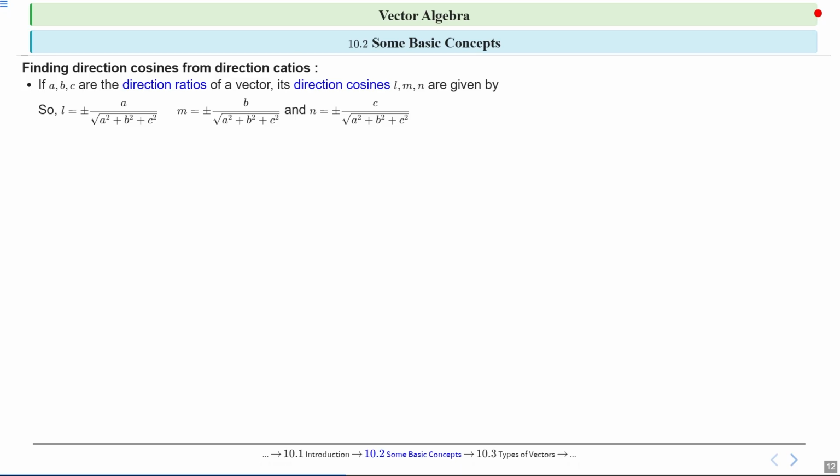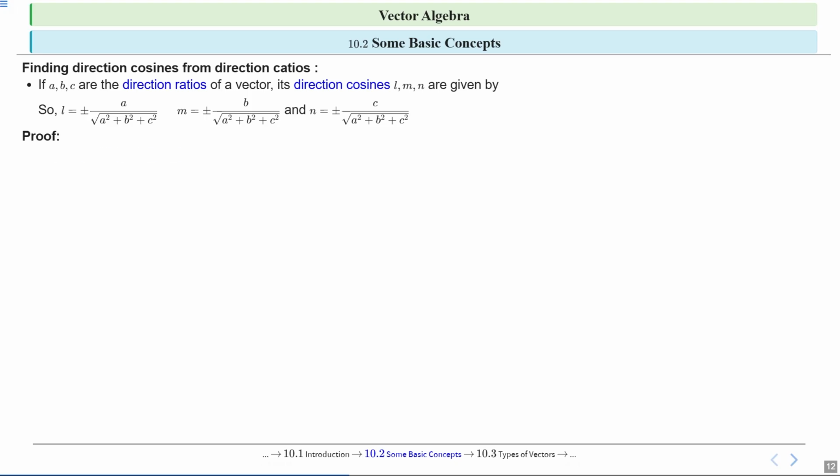Finding direction cosines from the direction ratios. If a, b, c are direction ratios of a vector, its direction cosines l, m, n are given by l is equal to plus minus a upon root over a square plus b square plus c square, m is equal to plus minus b upon root over a square plus b square plus c square, and n is equal to plus minus c upon root over a square plus b square plus c square.